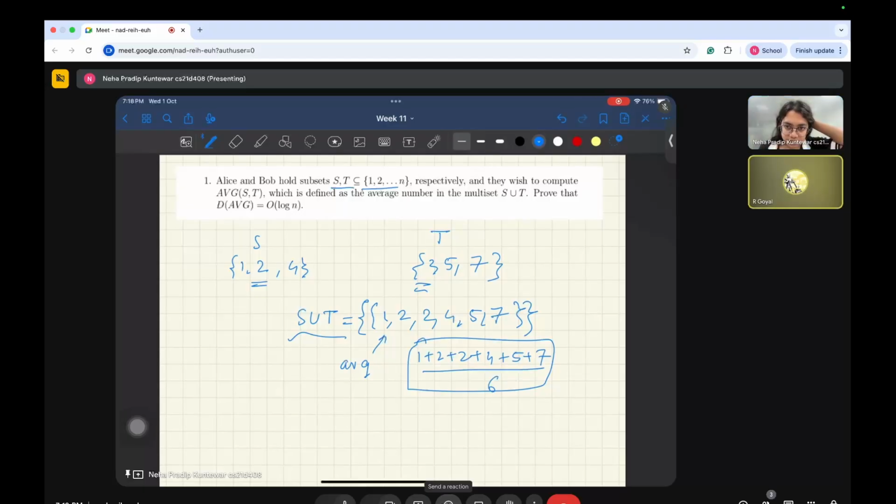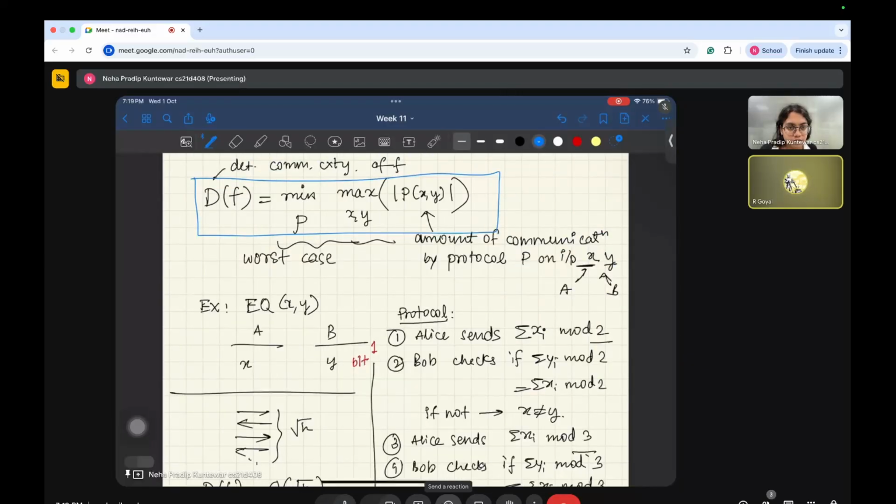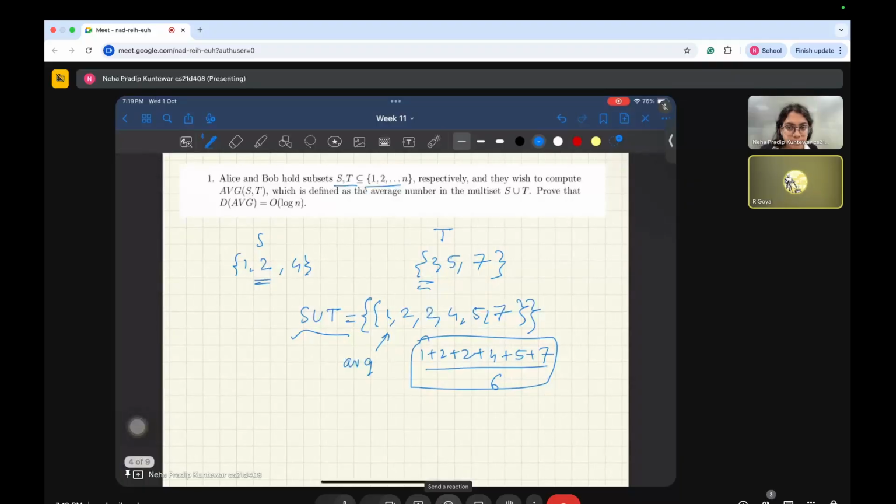Okay, and we need to prove that this D complexity of the average is of the order of log n. So according to the definition, we are looking for the min of the max of this P of x, y. But what could be the x and y here? The exchange of the elements or something else? Like say, if it is S and if it is T, then I will take the amount of communication by the protocol. I see.